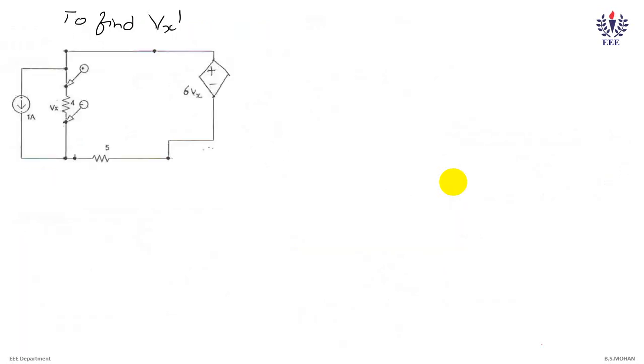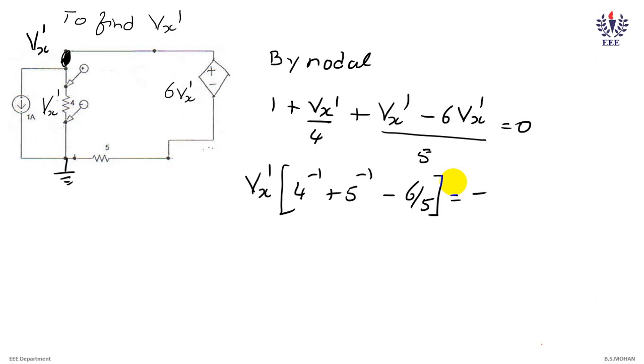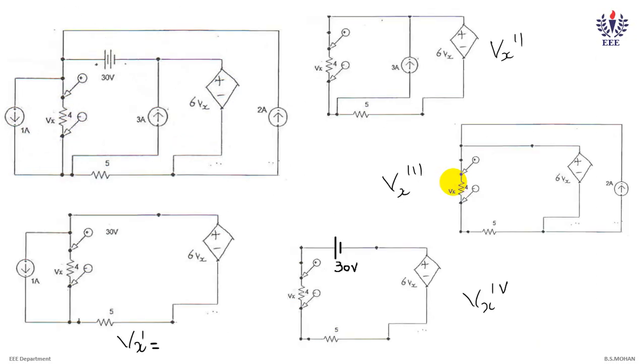Let's solve for Vx dash. Here I'll be solving with nodal analysis. I'll rename this Vx as Vx dash, similarly 6Vx as 6Vx dash. There are only 2 junctions. Writing the equations for nodal analysis and simplifying for Vx dash, we get Vx dash as 1.33 volt. Similarly, I'll write down here that Vx dash is equal to 1.33 volt.